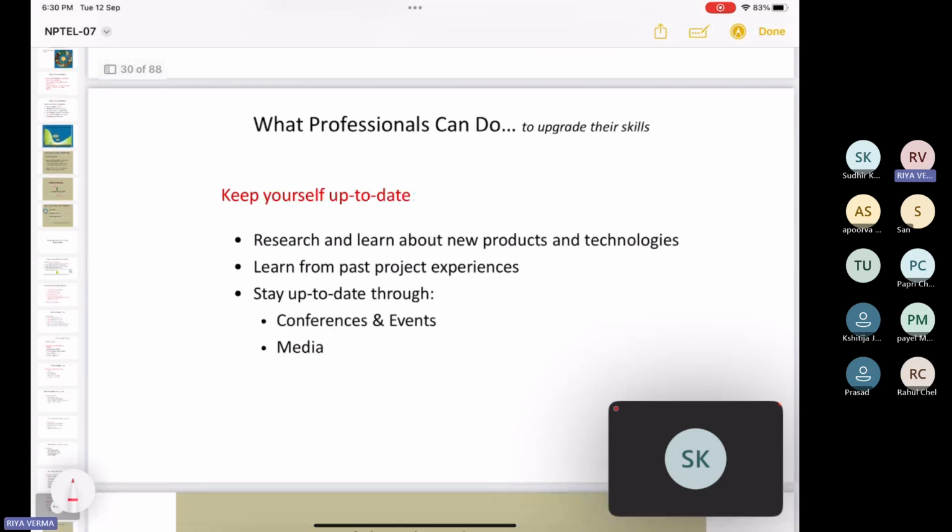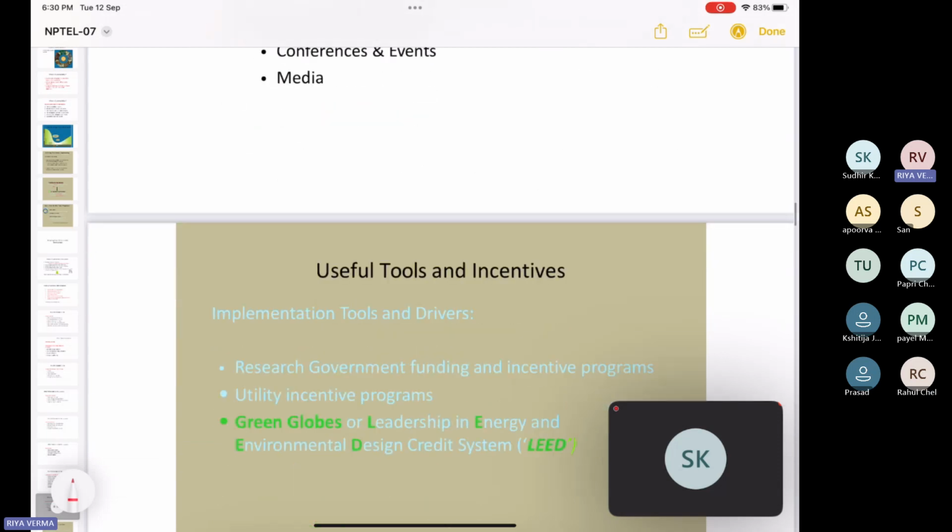Now, what professionals can do to upgrade their skills: we should keep ourselves up to date. We should research and learn about new products and technologies coming, as we know that every single day a new technology is coming up, so we should be updated about them. We should learn from past project experiences and stay up to date through different conferences and events, and also through media activities. We can keep ourselves up to date.